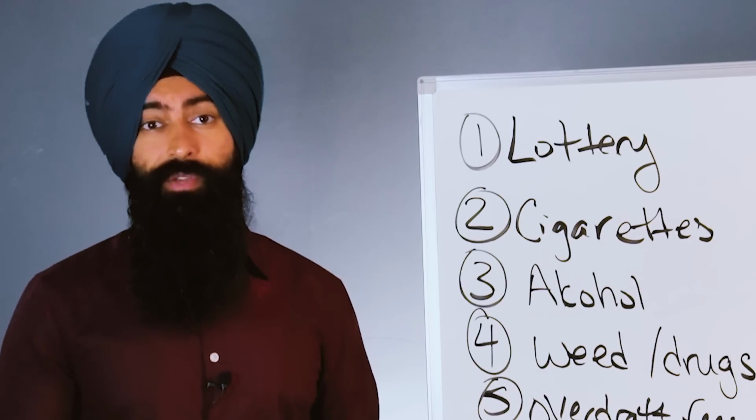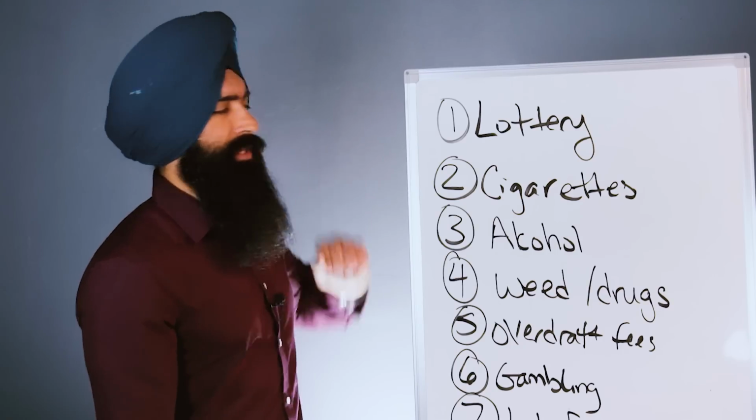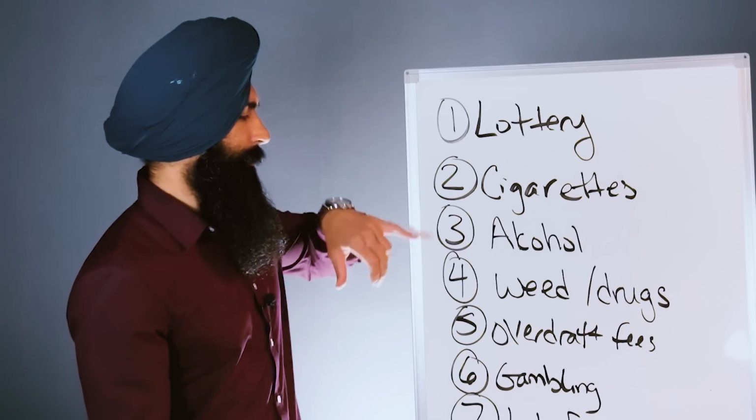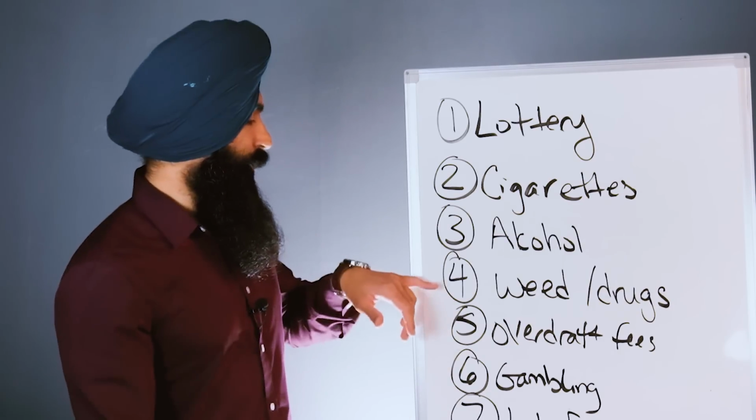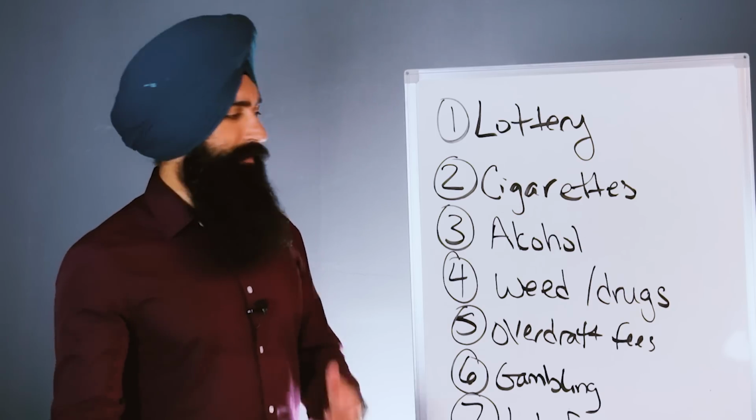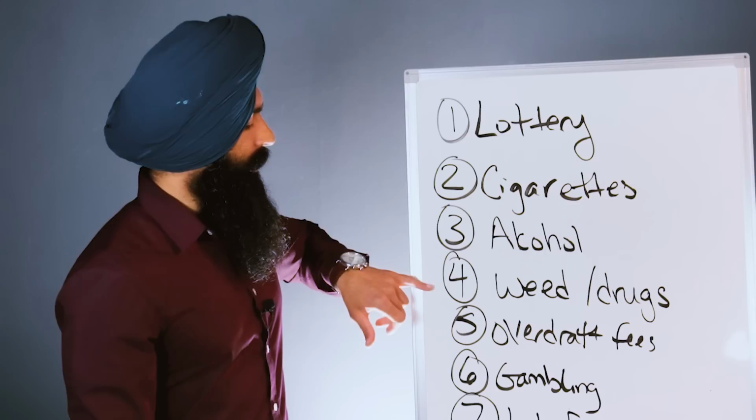What are some examples of this? Well, here are 7. Number 1 is the lottery, because you're not going to make any money from the lottery. Number 2 is cigarettes, because it's not doing any good for you. Number 3 is alcohol, same reason. Number 4 is weed and drugs. I know a lot of people have different opinions on this, but it's not adding money into your life.